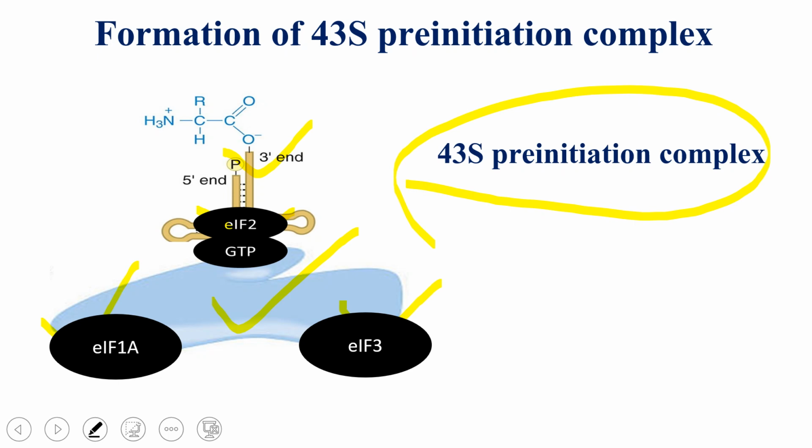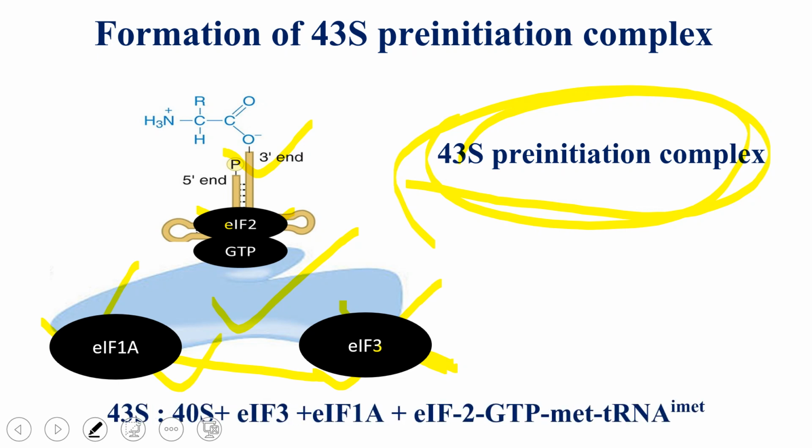One of the functions of factor IF3 and IF1A is that these two give stability to this pre-initiation complex. So the complex stability is given by this factor and this factor. These two stabilize them. So 43S equals 40S plus IF3, IF1A, IF2, GTP, and methionine tRNA. So this is our 43S.